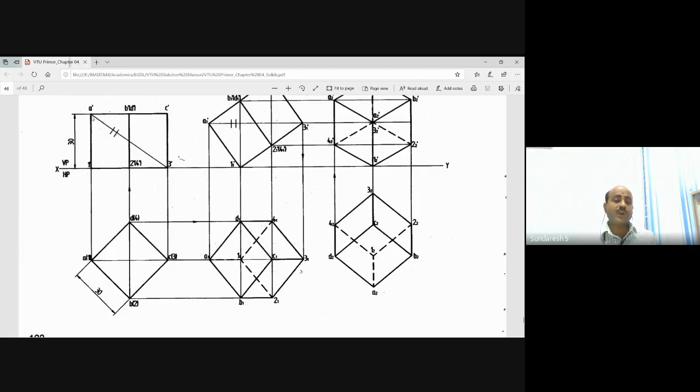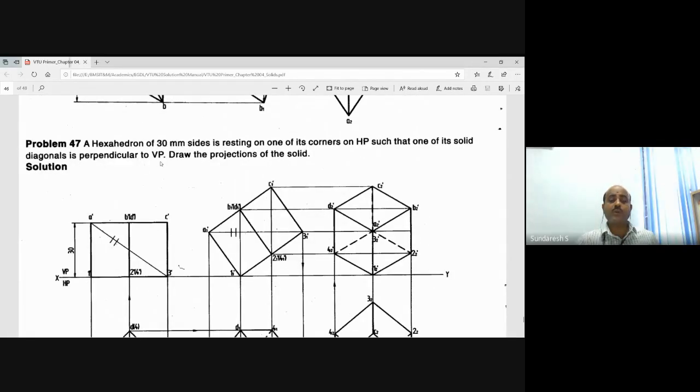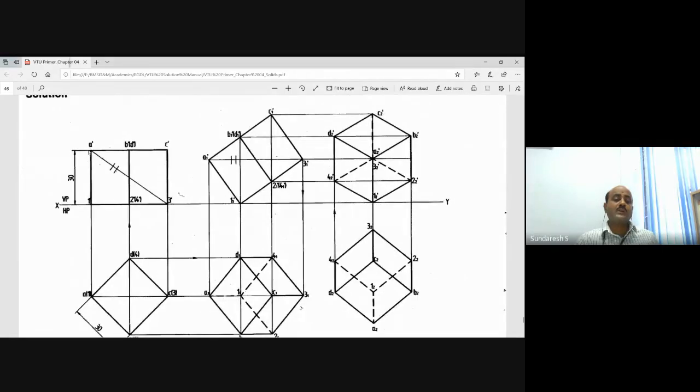So we are going to take the solid diagonal starting from A dash to 3 dash. This is the one solid diagonal I am showing over here. Of course, you can draw C dash and 1 also, that is also possible. But we are taking A dash and 3 dash as the solid diagonal which is made perpendicular to VP. That is what the question says: the diagonal is perpendicular to VP. So first you join A dash and 3 dash with a thin line, representing the solid diagonal.